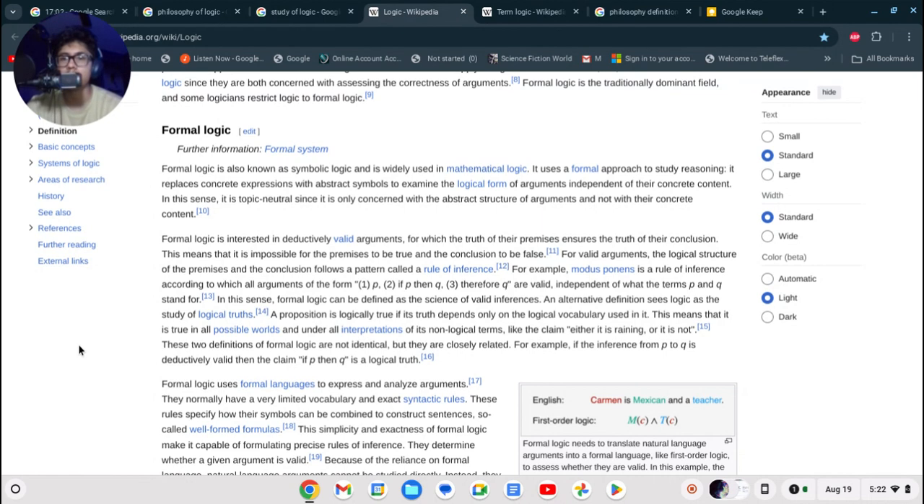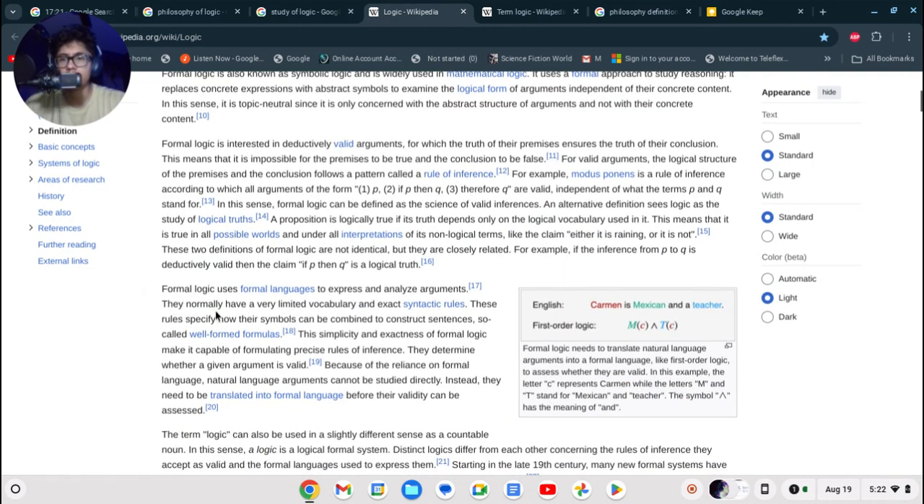Those two definitions of formal logic are not identical, but they are closely related. For example, if the inference from P to Q is deductively valid, then the claim if P then Q is a logical truth. That's a big one too. I think that's important for everyday logic as well.